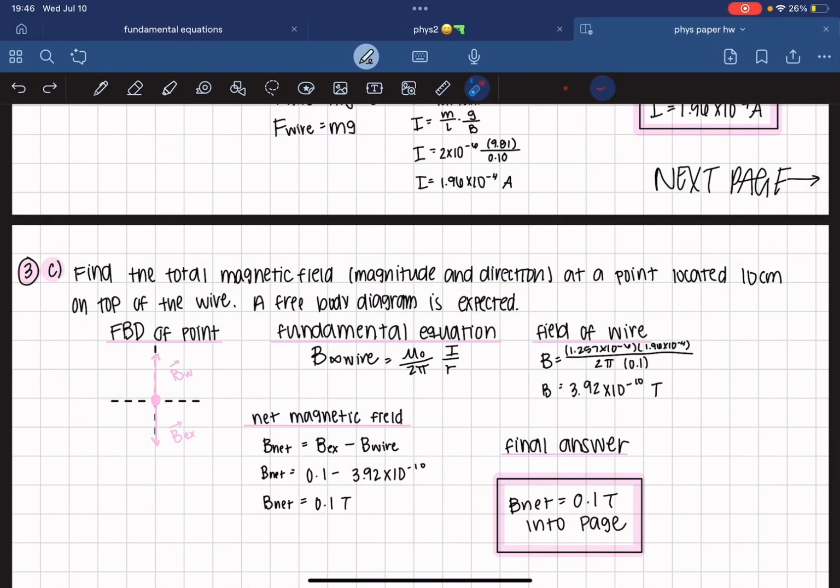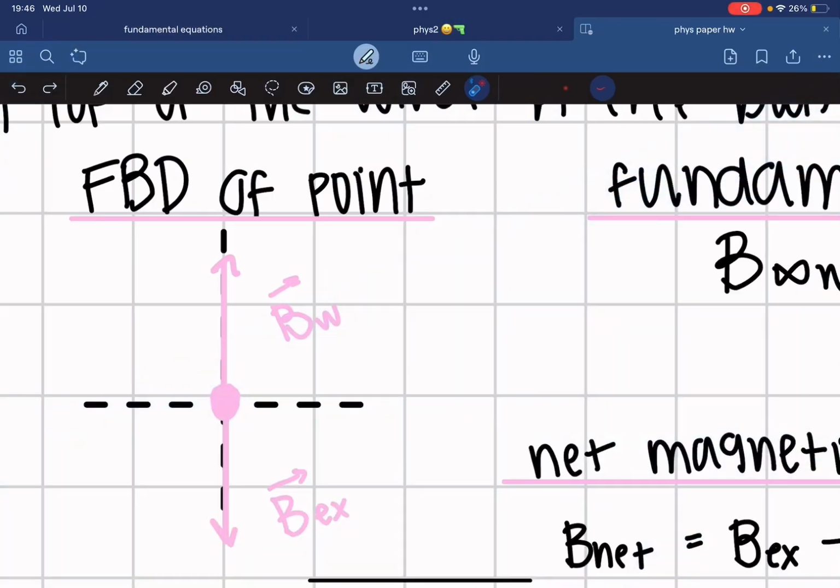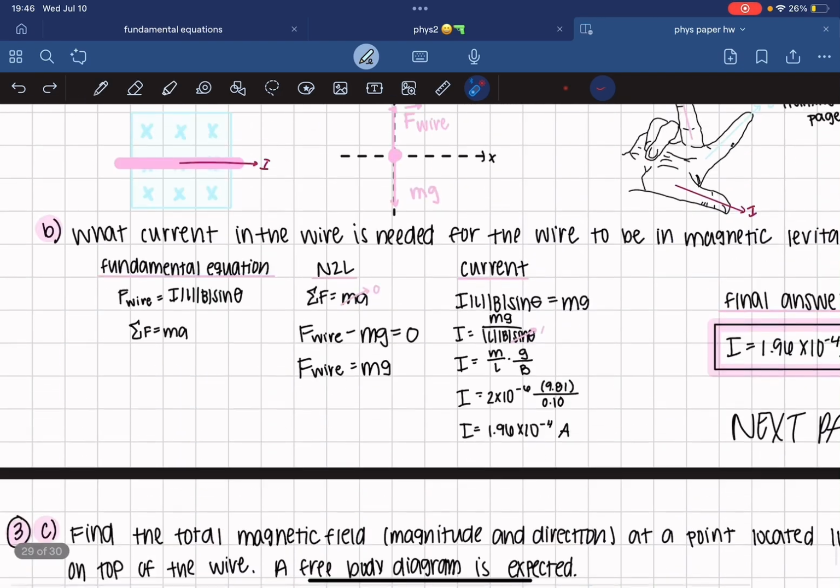Part C reads, find the total magnetic field, magnitude and direction at a point located 10 centimeters on top of the wire. A free body diagram is expected. This is my free body diagram of the point where I have my magnetic field of the wire, and in the opposite direction I have my magnetic field of the external magnetic field.